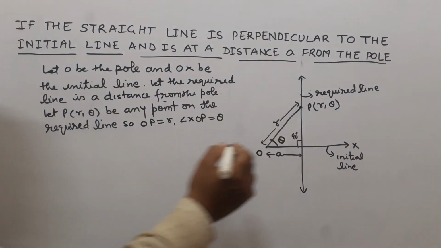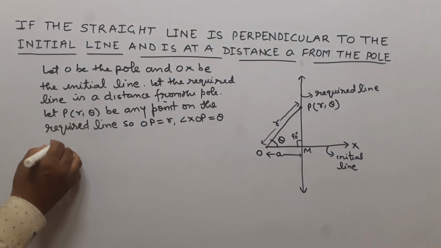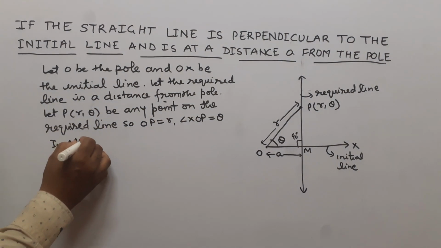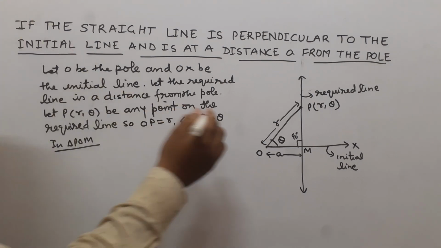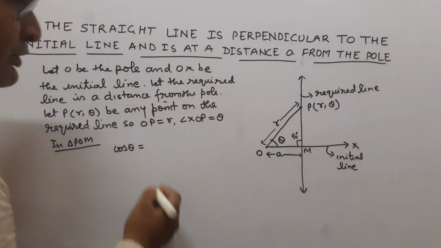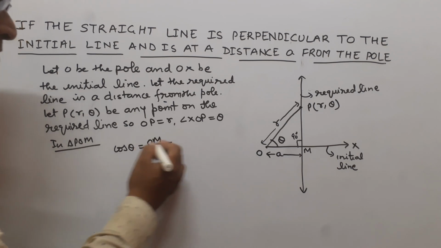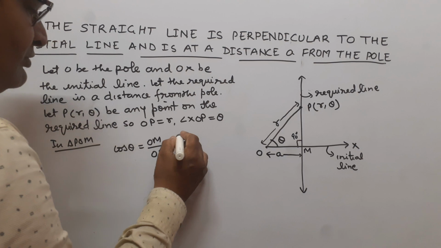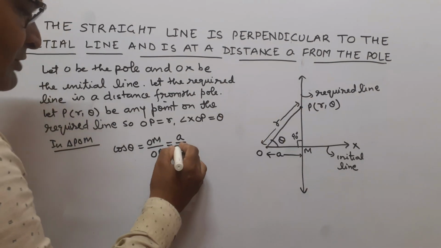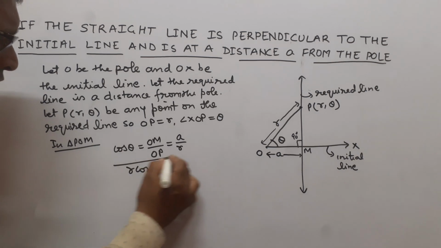In the triangle, suppose that this is M. In triangle POM, cos theta is equal to base upon hypotenuse. Base is OM and hypotenuse is OP. OM is small a and OP is small r. So r cos theta is equal to small a.